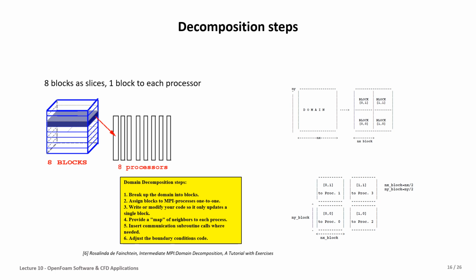If we want to summarize the domain decomposition steps, first we need to break up the domain into blocks, which we call subdomains, and assign each subdomain to an MPI processor, one to one. Then write or modify the code and only update it for a single block or single subdomain. Then it's necessary to provide a map of neighbors to each processor and insert the communication subroutine calls where needed. Then adjust the boundary condition of the code.